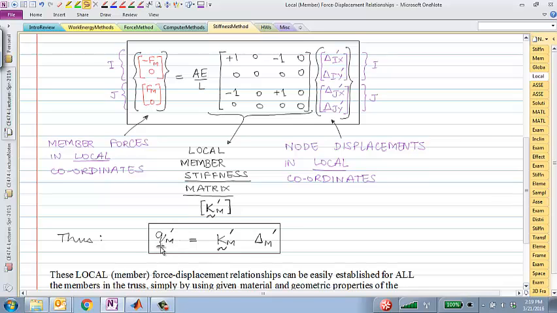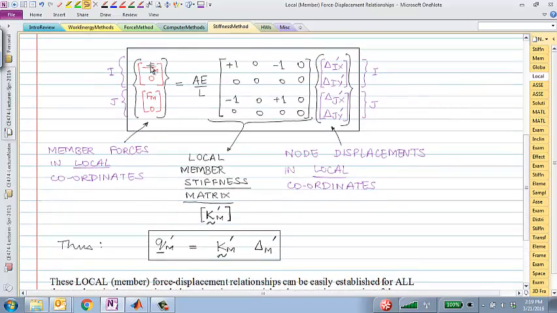The forces for member M consist of Qi prime, Qj prime. Maybe I'll write that here. So this is Qi prime, a 2 cross 1 vector. Qj prime is again a 2 cross 1 vector. That combined vector is what I'm calling Qm prime. This Qm prime is a 4 cross 1 vector, which is composed of two 2 cross 1 vectors. Similarly, the stiffness matrix in the local coordinate system is 4 cross 4.